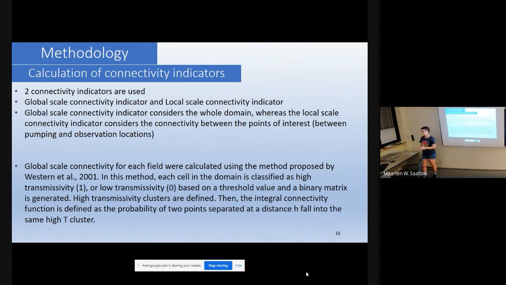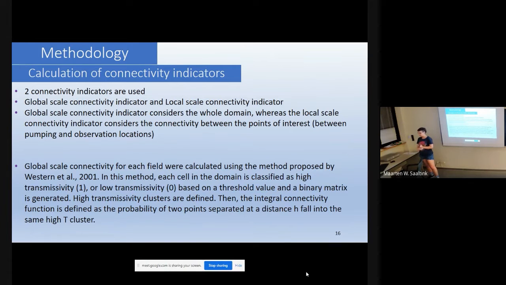For the calculation of the connectivity indicators, we use 2 connectivity indicators: global scale connectivity and local scale. The global scale one considers the whole domain, and the local scale one considers the connectivity between points of interest, between pumping and observation locations.